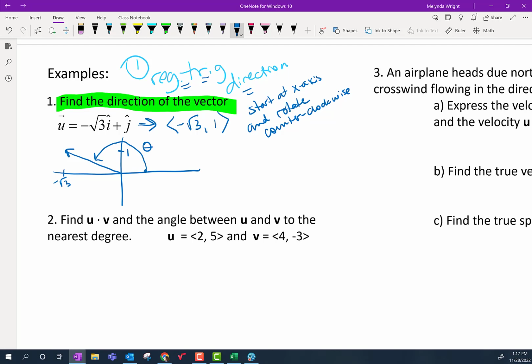So what I would do is, let's make our right triangle. So we know this side of the right triangle is negative root 3. This side of the right triangle is 1. So we could do tangent theta equals, tangent is opposite over adjacent.